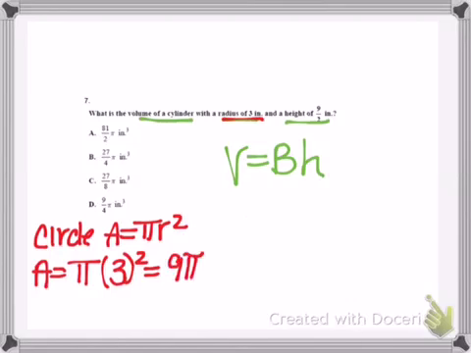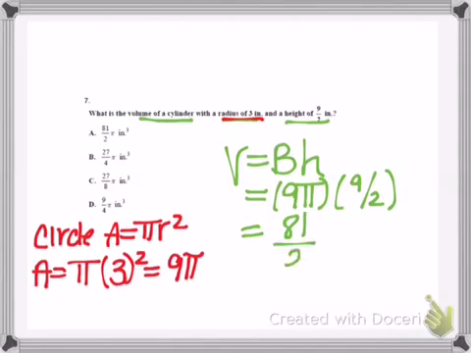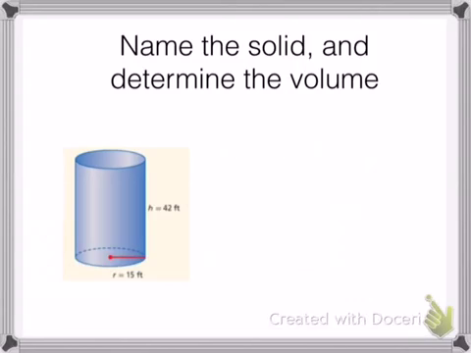So to determine the volume, I'm going to substitute in. I know my area of the base is 9 pi. And I know my height is 9/2 inches. So if I work that out, I say 9 pi times 9/2. And it's going to give me my answer is 81/2 pi, which I see my answer is here. You work this one.